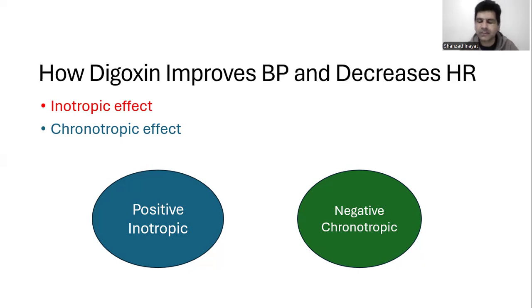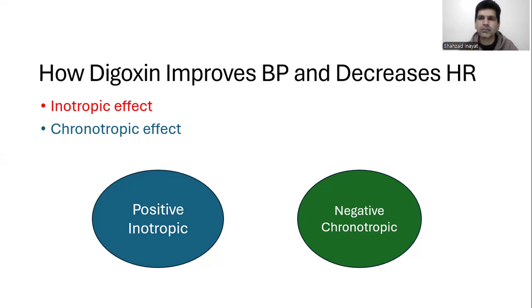How does digoxin create its inotropic effect? This is basically sodium potassium ATPase inhibition. Digoxin will inhibit the sodium potassium ATPase activity, eventually leading to an increased flow of calcium ions into the cell. So the calcium will enhance the cardiac muscle contractility. This is how digoxin improves blood pressure.